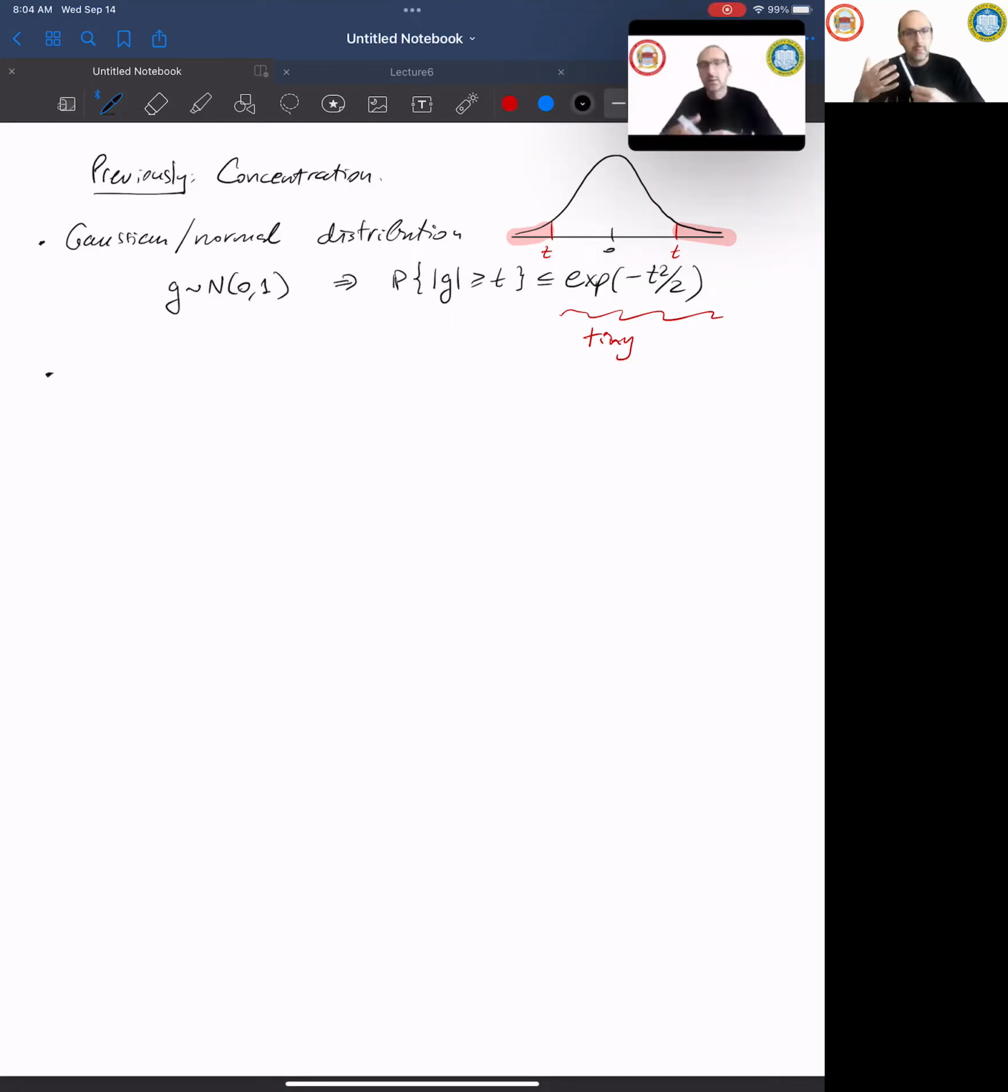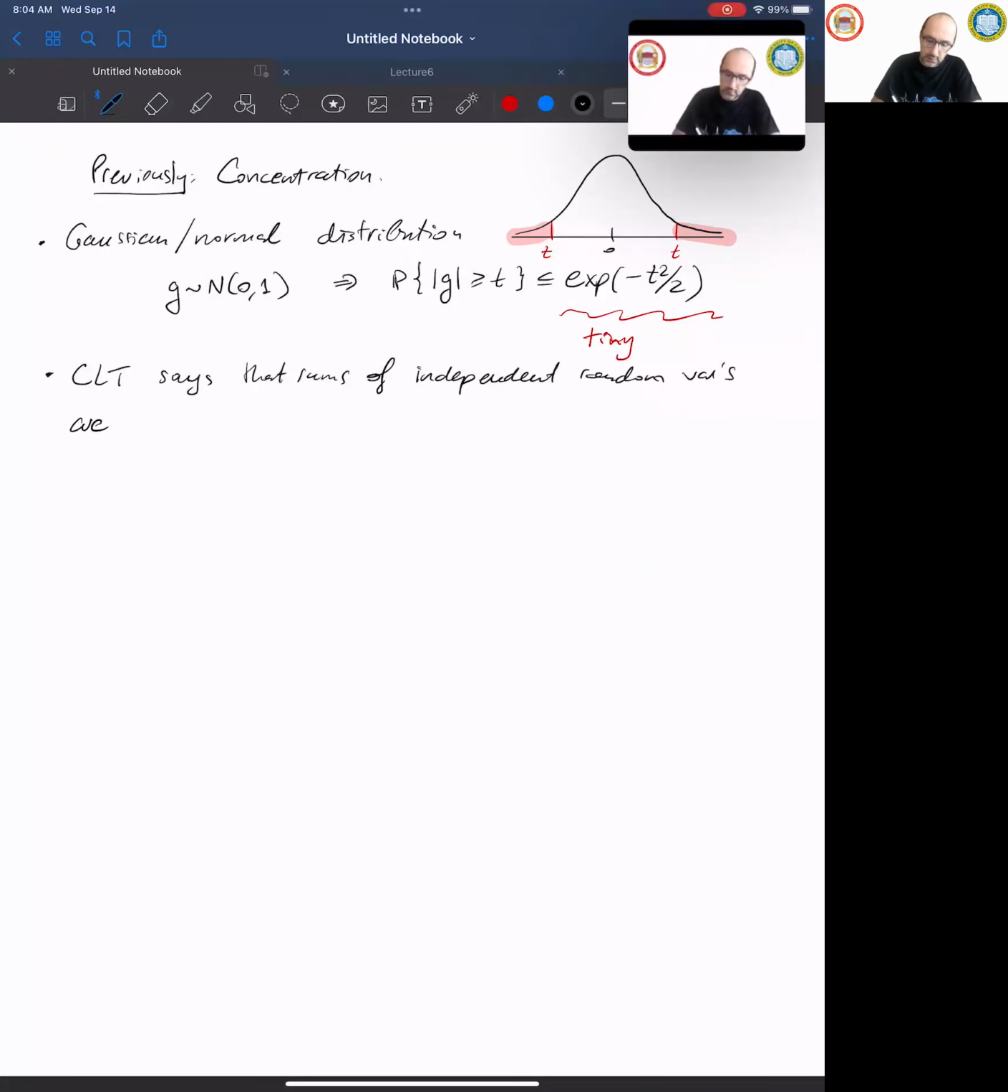Okay. Then we ask, all right, how do we know things are Gaussian in the real world? We have a problem, and where does the Gaussian arise? How can we assume that something is normal? The answer is provided for us by the central limit theorem. The central limit theorem says that sums of independent random variables are approximately normal.